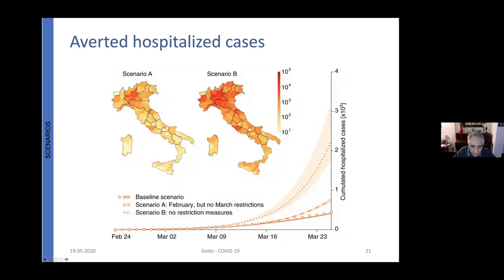And then you can consider another scenario, February restriction but no March restriction. And that is the second scenario. Now, this is the reality. So we had about 40,000 hospitalized people, a huge number, sufficient to send all our hospitals into big problems. But the number of averted hospitalized cases was about 180,000. So we would have had so much more without any containment measures.